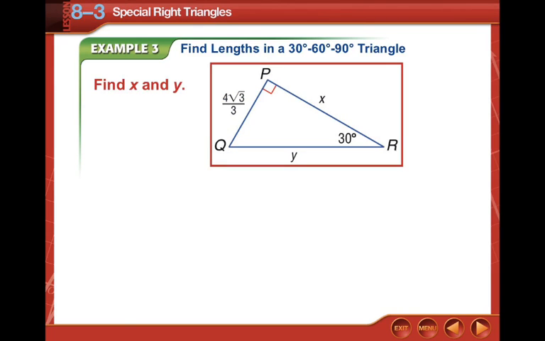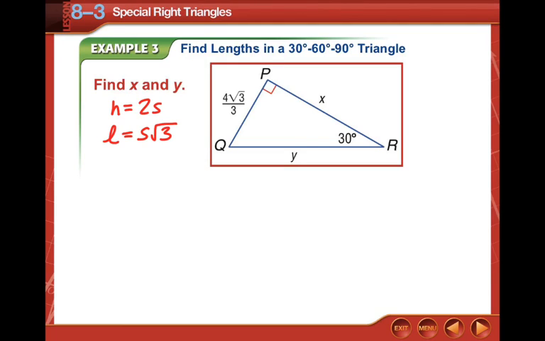So here's our first one. We have our shortest side. It's kind of ugly. It's 4 square root 3 over 3. We need to find both our other two sides, the hypotenuse and the other leg. So we use the equations we just looked at. So we know that H is equal to 2S. We know that L is equal to S square root of 3.